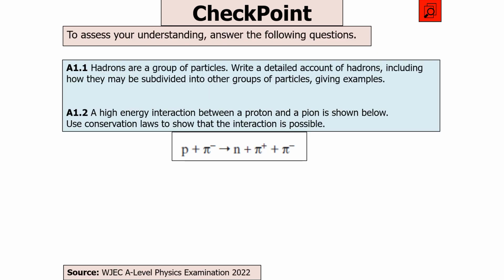The next question says, hadrons are groups of particles. Write a detailed account of hadrons, including how they may be subdivided into other groups of particles, giving examples.